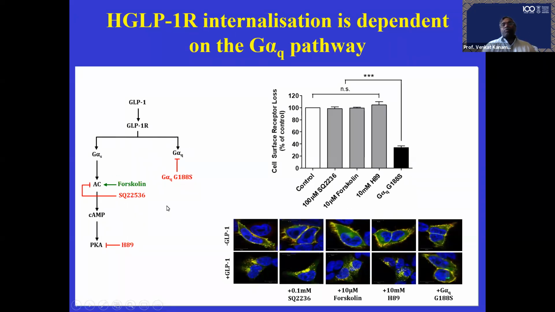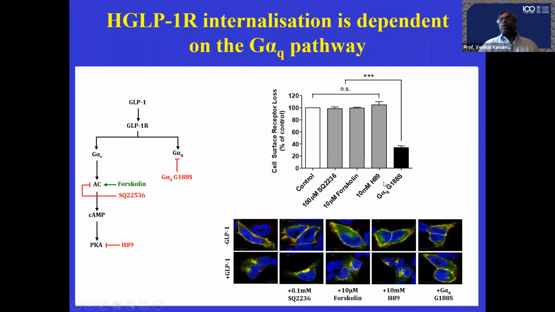So what we have done is we've taken different inhibitors. For example, this is the activator of adenylyl cyclase, or the adenylyl cyclase inhibitor, which acts in the Gs pathway, and also a PKA inhibitor, which is a protein kinase A inhibitor called H89. And we used this along with a plasmid, a dominant negative mutant which inhibits the Gq pathway, and studied their effect on cell surface expression of the receptor by ELISA as well as by immunofluorescence.